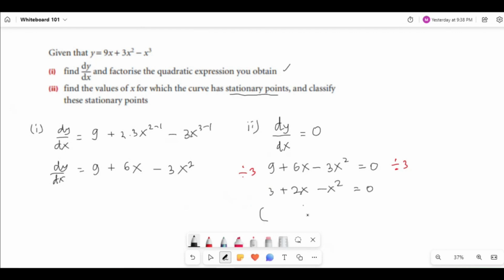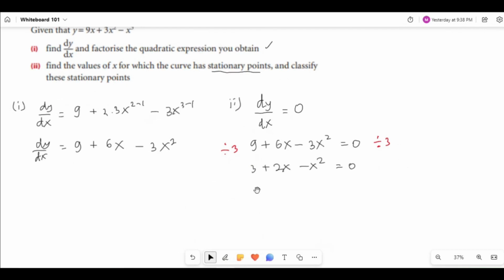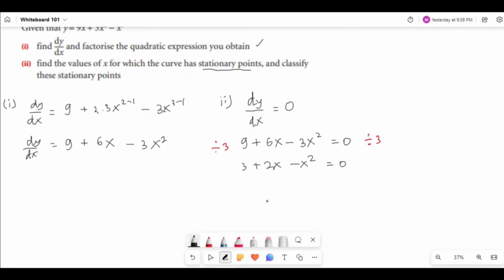If I factorize it, or else, let me give you an alternative. If you are not used to negative x squared, you can multiply it again by negative 1, guys. This is just an option. If you do not get used to factorizing the negative x squared, you can make it into positive x squared, correct? So it's going to be x squared minus 2x minus 3, still equals 0. Then you can rearrange it to make it easier to see and to solve: x squared minus 2x minus 3.